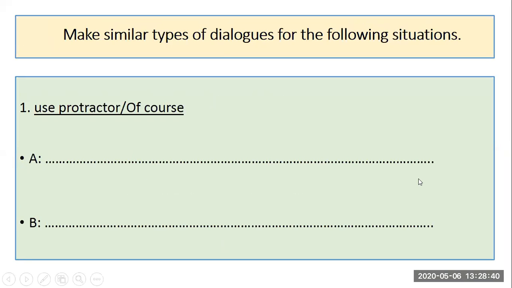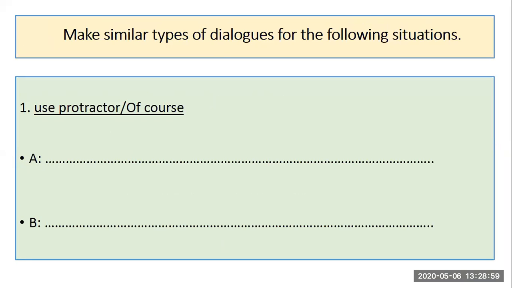Now see. So here you write two dialogues. A is asking for permission from B. So he can say, can I use a protector? May I use a protector? Is it all right if I use a protector? I would appreciate it if you could allow me to use a protector. So formal. So there are different ways.